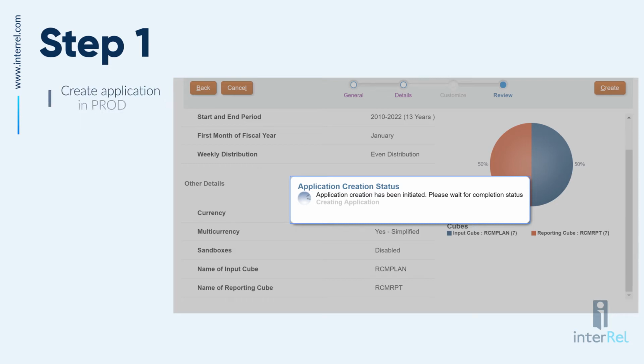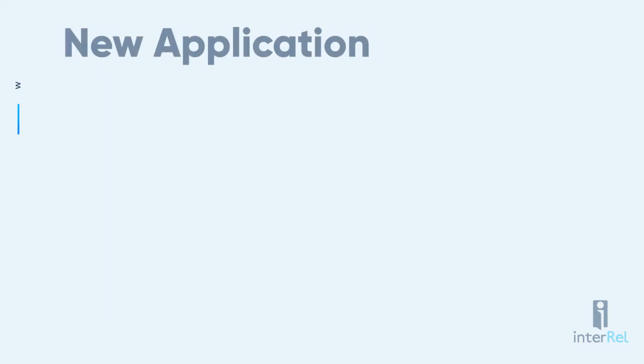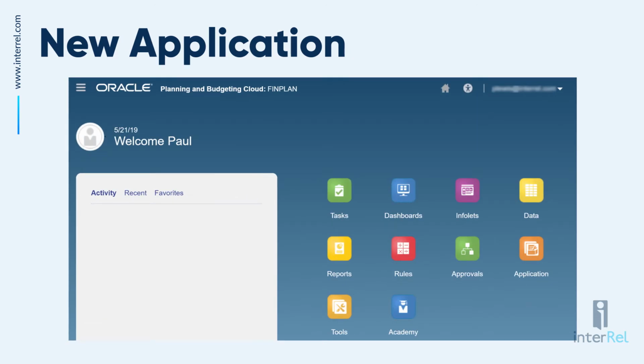Step one is to create our application in prod exactly the same as it was created in test. This is important. Any deviation from the way the application was created in test could cause issues when we try to import our framework changes later. Create the application in prod with the same application name, description, start end period, first month, currency, and cube names. The new application is now ready for workforce and capital frameworks to be enabled with the additional custom dimension needed.